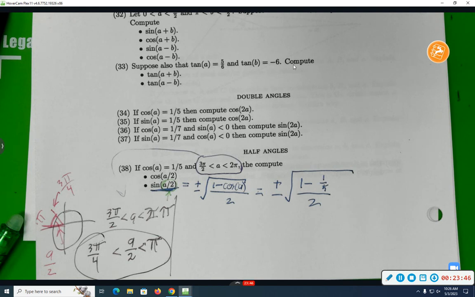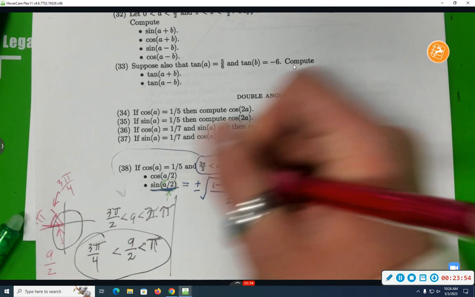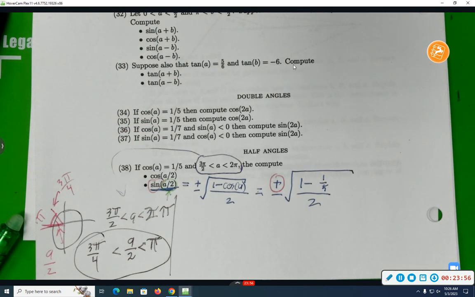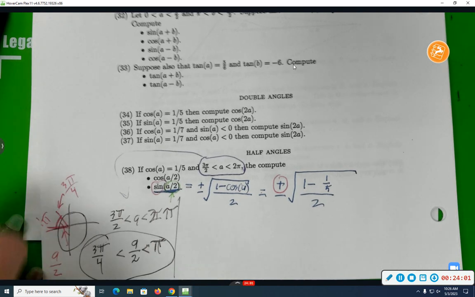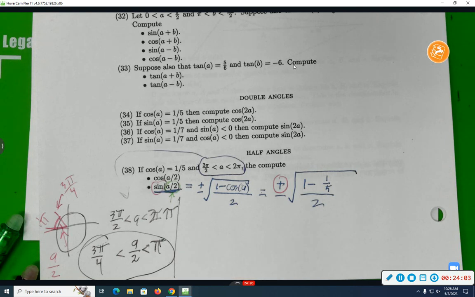All right, so given that, do I want the option that's plus or the option that's minus? Minus. Cosine, well, wait, do I want cosine or sine right now? Sine. So plus, because I want sine of A over 2. I mean, quadrant 2, sine is positive. All right. Does that now look like something that we could easily enough simplify?